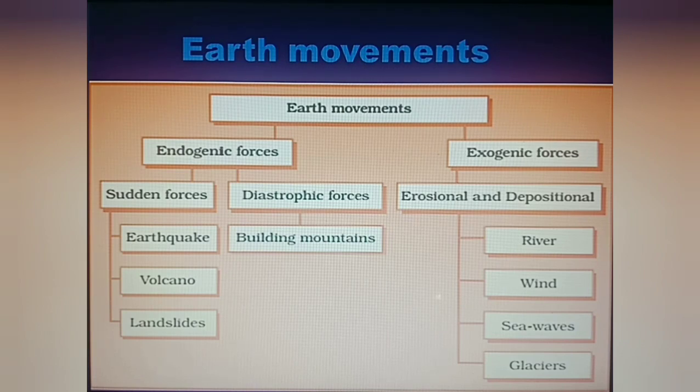Exogenic forces, examples: erosion and deposition. The natural agents for erosion and deposition are rivers, wind, sea waves and glaciers. That we will learn in the next session about exogenic forces.